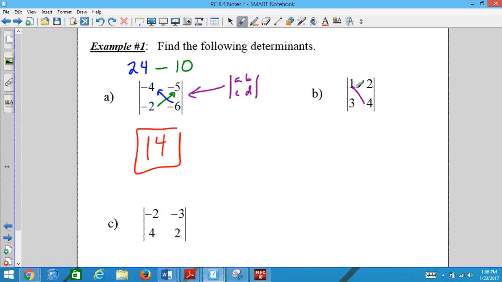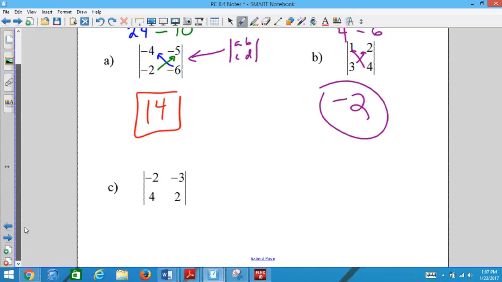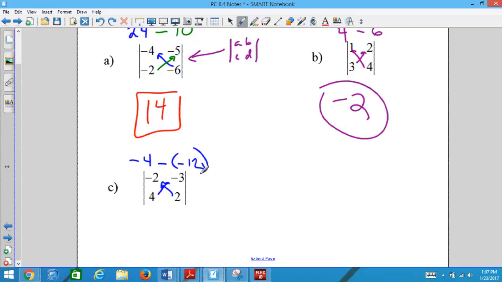So for this one, we get 4 subtract 6, -2. And then -4 subtract -12, which is what number? So 8. Now, this would be on the non-calculator portion. So please be practicing doing things like 4 minus -12 without a calculator.